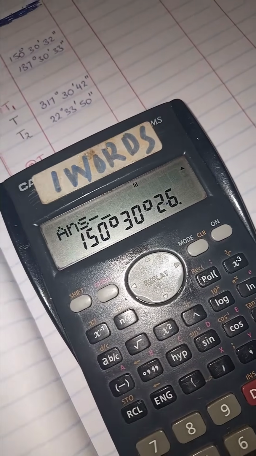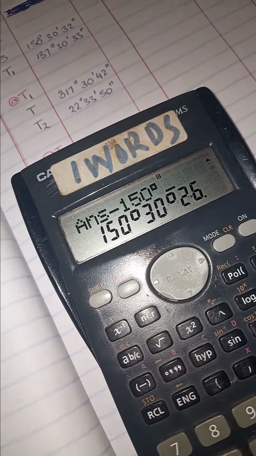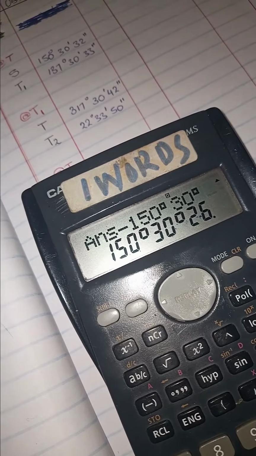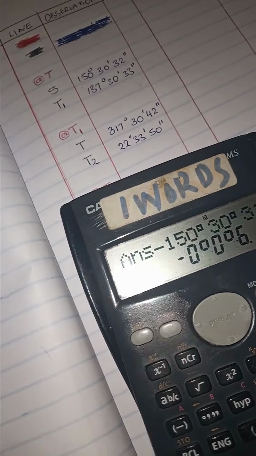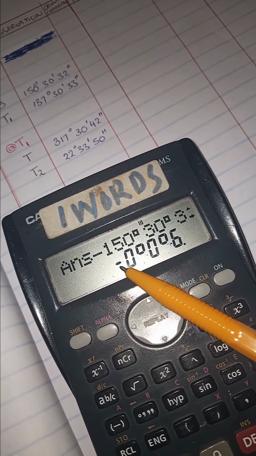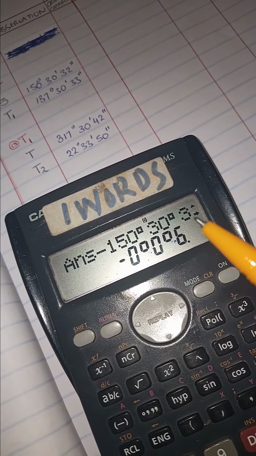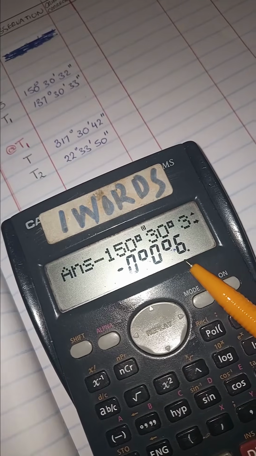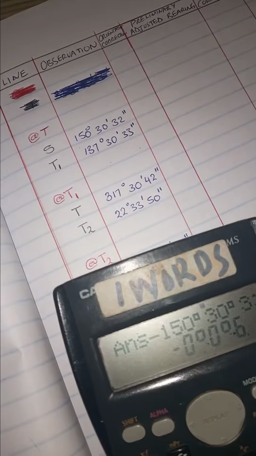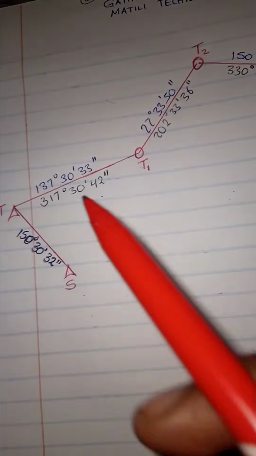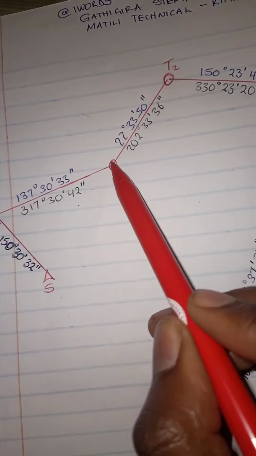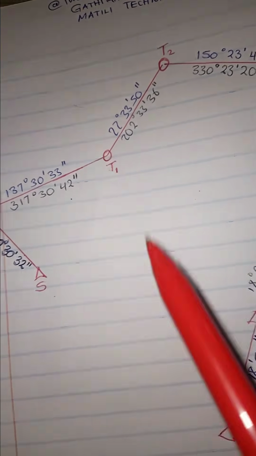So my answer, I will subtract from 150, 30, 32. So a correction of negative 0.006 was applied. That is the correction that I'm going to apply on the next station. That was the error that was corrected on this station, and that is the error that is going to be applied on our next station.